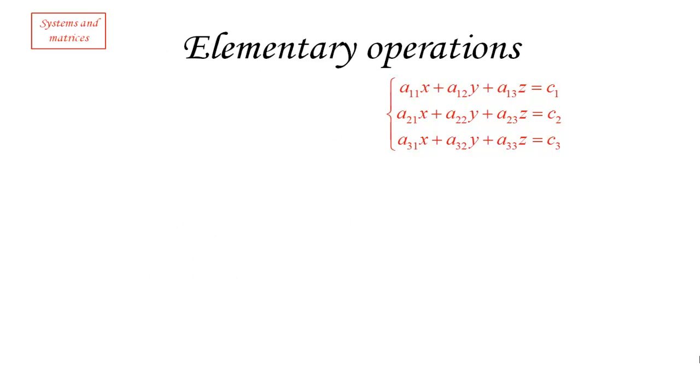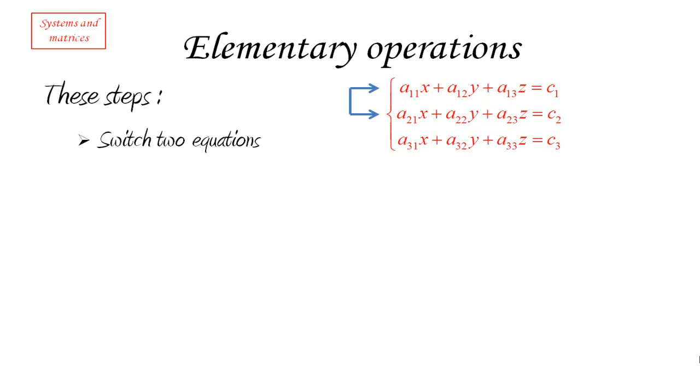Now, first of all, in order to get to where we want to go, we need to notice one simple but very important fact, and that is the following. There are three types of steps that we can do on a linear system in order to change it into a simpler equivalent one, and these are the following. First of all, you can switch two equations.